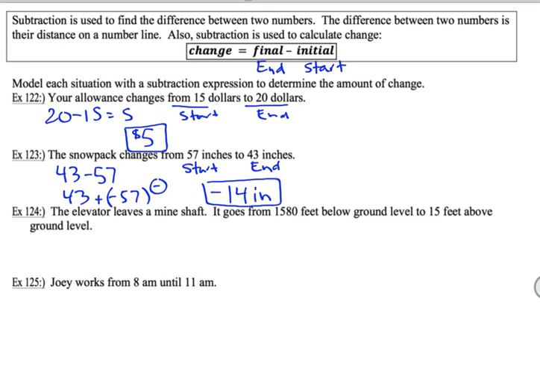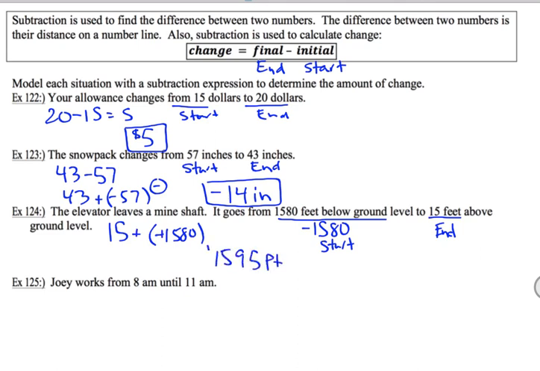The elevator leaves a mine shaft. It goes from 1,580 feet below ground. 1,580 feet below ground is going to be negative 1580, and that is the start. And it's going to end at 15 feet. So the end minus the start. Oh, wait, I missed my negative. 15 minus negative 1580. I can go ahead and add the opposite, and I get 1595 feet. The elevator goes 1,595 feet.